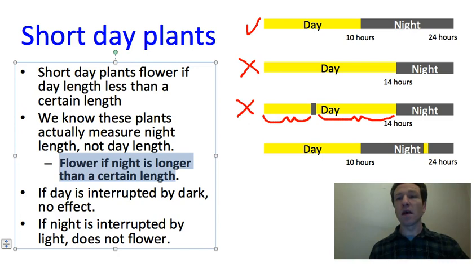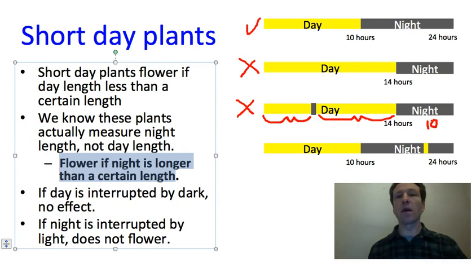That's because they are getting less than the 14 hours of night that they need. It looks like here maybe it's getting closer to 10 hours of night, because this day period was 14, so there must be 10 left for night. So it's getting less than the 14 it needs, and it's not going to flower. Now let's see what happens if we interrupt night with, let's say, 15 or 20 minutes of sunlight.